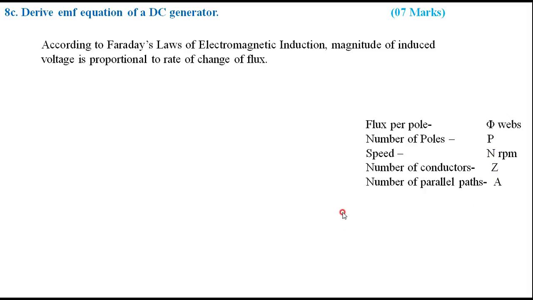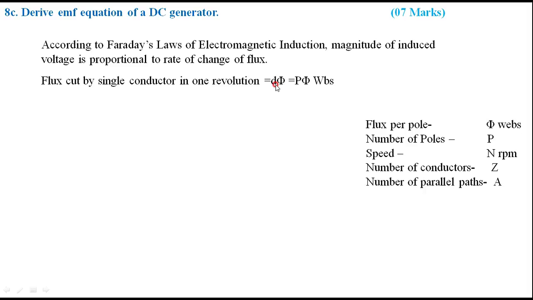Then how is the voltage induced? According to Faraday's laws of electromagnetic induction, the magnitude of induced EMF is given by the rate of change of flux. That is the basic law of induced voltage. Now the flux cut by a single conductor: I am considering a single conductor, and in one revolution, the flux cut is what I am calling d phi.